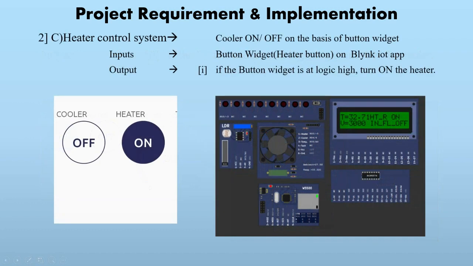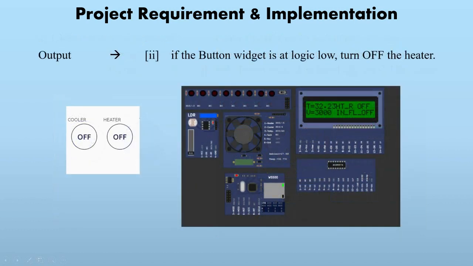Now for the heater control system. The heater control system is similar to the cooler control system, where we'll have the heater on, and the temperature starts rising. It's 32.7 now. The heater is on, and for the next one we'll have the heater off, where the temperature starts decreasing. The heater is off and the temperature has decreased.